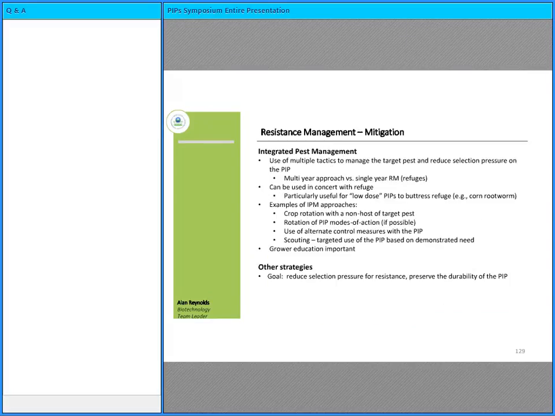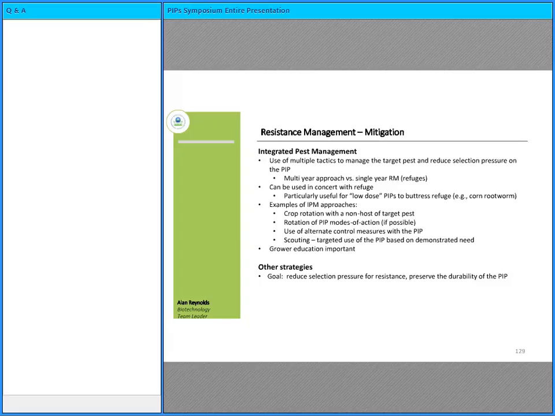Okay, so the second major mitigation approach that we've looked at for PIPs has been the use of integrated pest management. In the context of resistance management, these would be the use of multiple tactics to manage the target pest and reduce selection pressure on the PIP. And really, I think the IPM approach differs from refuges in that it's a broader, more holistic approach that's going to likely go over multiple years, whereas a refuge is essentially a year-by-year management strategy.